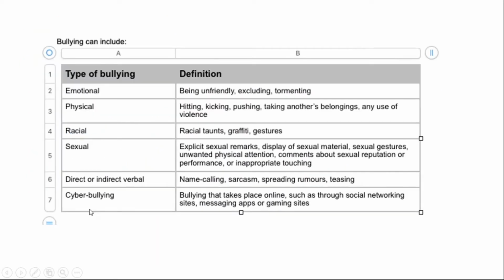Another really important point about our behaviour policy is bullying. There are lots of different types of bullying, and obviously we're seeing a rise of cyberbullying. It's really important that it's very clear in our behaviour policies what constitutes bullying, and that we have strategies in place to deal with all of the different types of bullying, so that it's really clear to teachers, it's really clear to pupils, and that these things are escalated when they should be. So that just shows you all the different types of bullying.